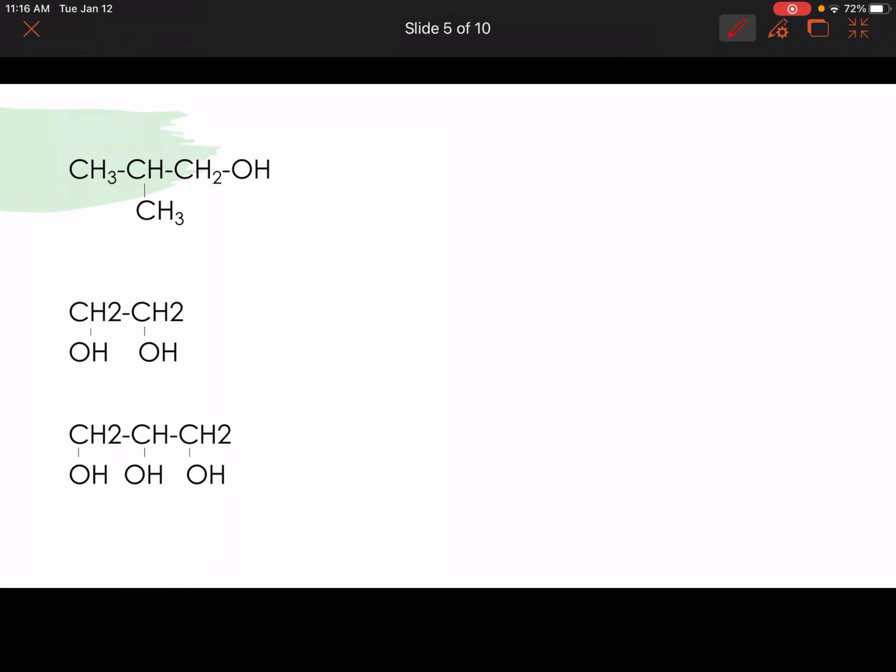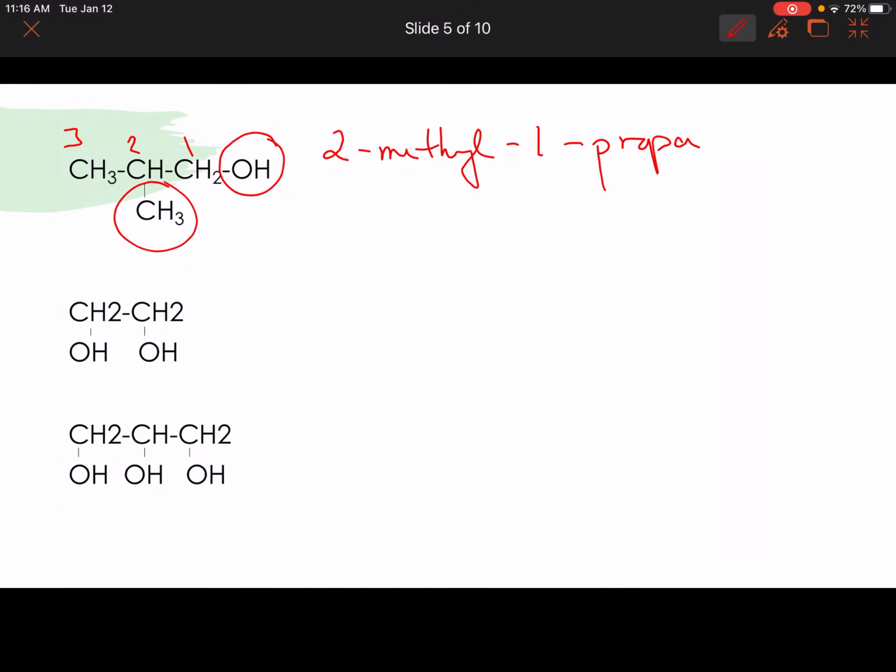The next one here, this one, we've got a radical, a methyl group, as well as our alcohol here. So we're going to go 1, 2, 3. So the name of this one is going to be 2-methyl-1-propanol. That's the name of that one.